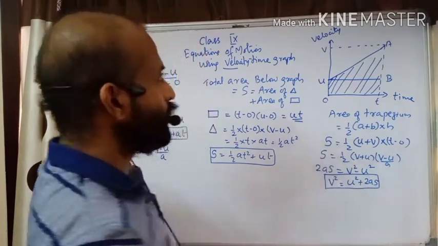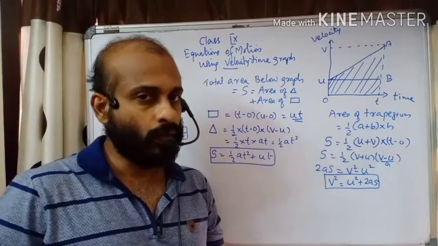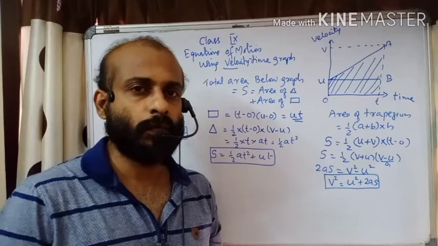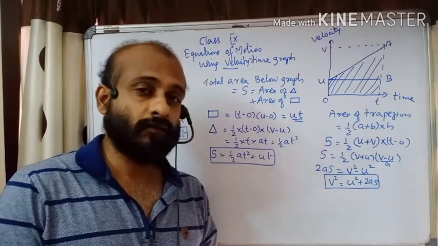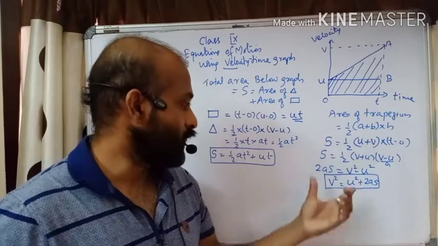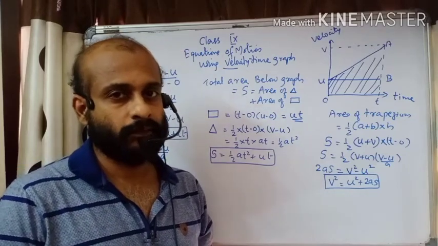So, with the help of a velocity-time graph for uniformly accelerated motion, we have got the first equation of motion, V is equal to U plus AT. The second equation of motion, S is equal to UT plus half A T square. And the third one, V square is equal to U square plus 2AS. Okay, thank you.